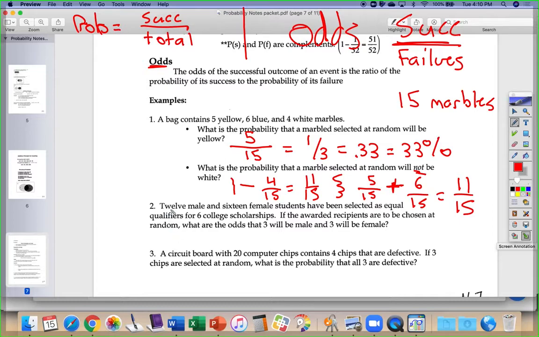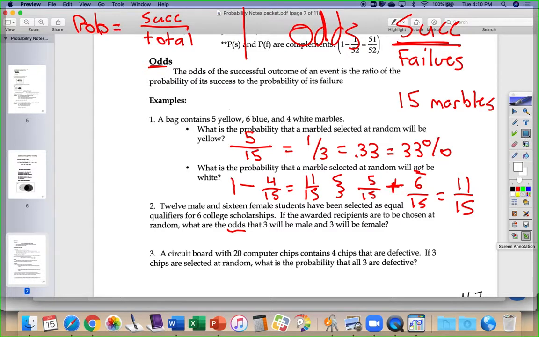Okay, 12 male and 16 female students have been selected as equal qualifiers for 6 college scholarships. If the awarded recipients are to be chosen at random, what are the odds? This is an odds question. This is not probability. What are the odds that 3 will be male and 3 will be female? So what we need to do is we need to calculate the ways of getting our 3 males. We need to calculate the way of getting our 3 females. And then we need to see what our total is also.